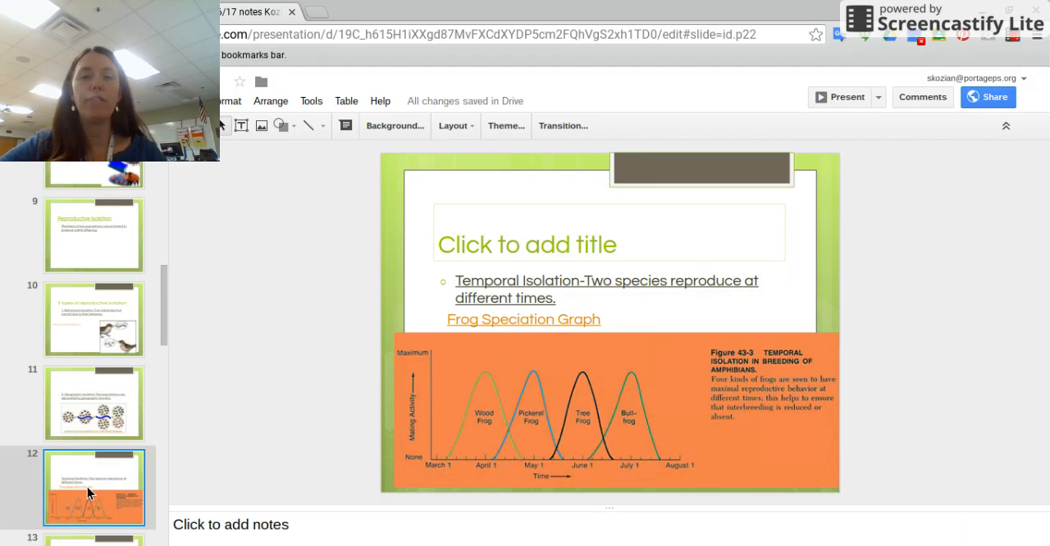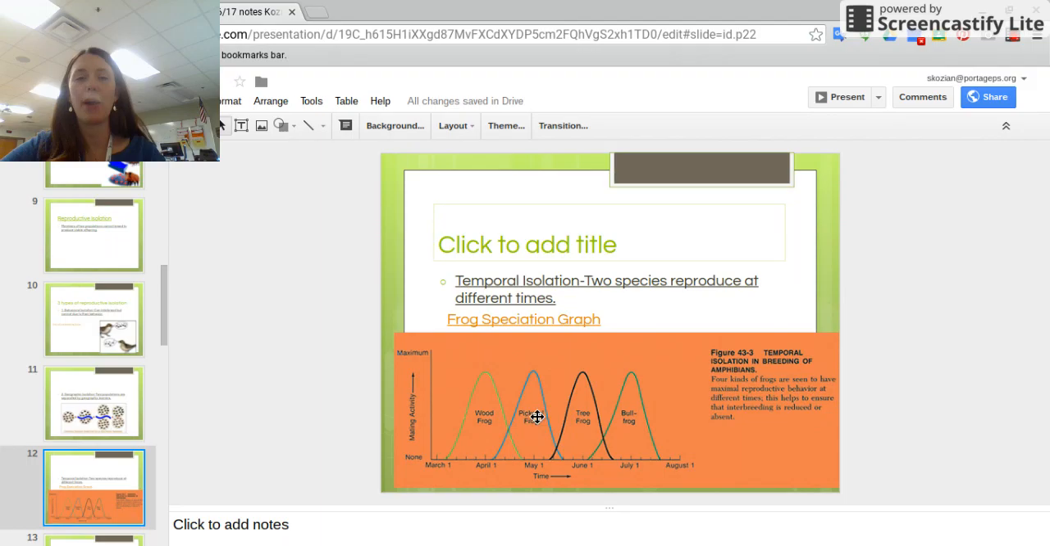The last type of reproductive isolation is called temporal isolation, and that means that 1 or more species breed at a different time. So at one point in time, you may have had a common ancestor of these frogs. So we've got 4 types of frogs here.